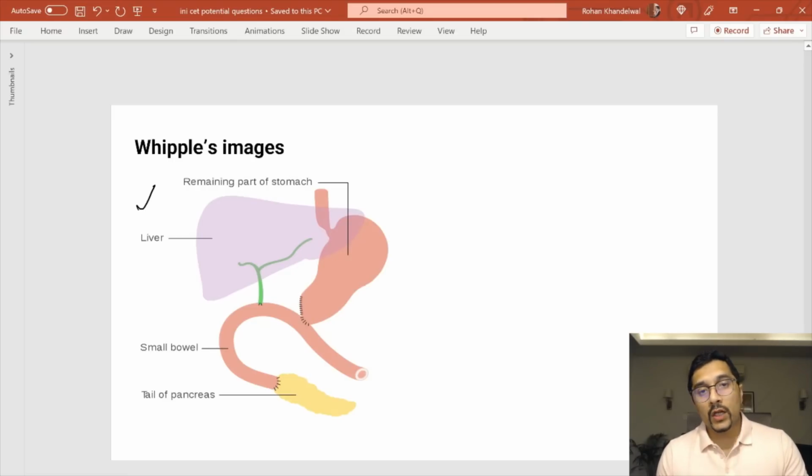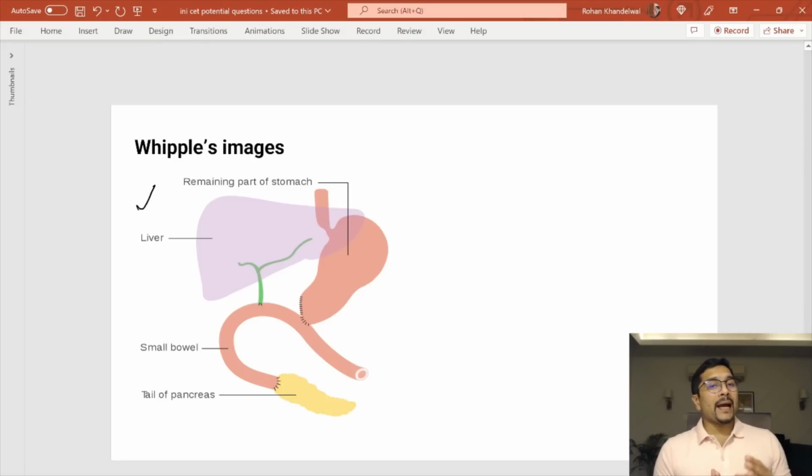Whipple's is again a constant question which is being asked in the exam. You should know the image to diagnose Whipple's surgery. This is pancreaticoduodenectomy, which is done for periampullary cancers or head of pancreas cancers, and 3 anastomoses are carried out. We carry out a pancreaticojejunostomy, a gastrojejunostomy, and a hepaticojejunostomy. You should know the most common anastomosis which leaks is the pancreaticojejunostomy.